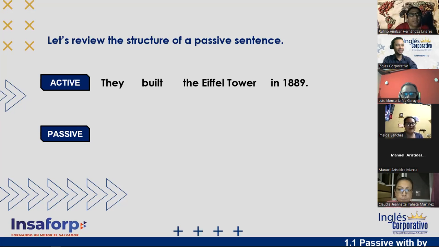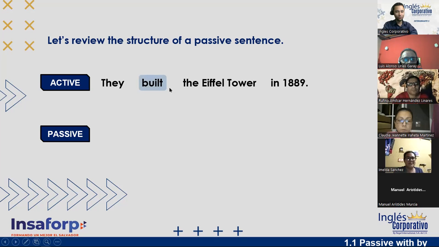Well, let's take a look. So first you need to identify the verb, of course, right? The verb is built. And you know that this is the main verb and it's in past simple, okay? So two things to know right there. First, what's the main verb? And number two, what verb tense it is in, okay? So next you need to identify the subject, and the subject is they, okay? They built the Eiffel Tower in 1889.